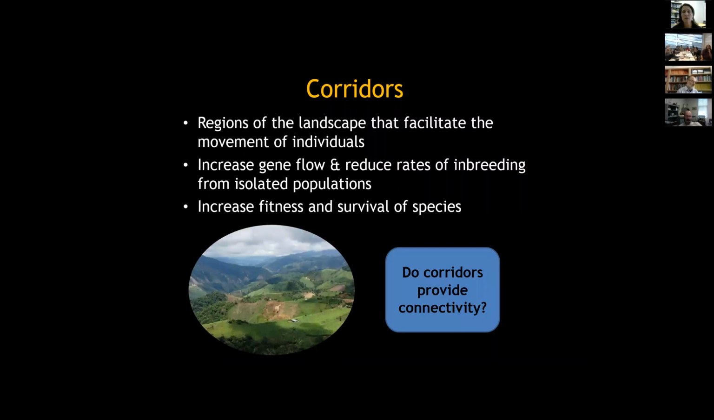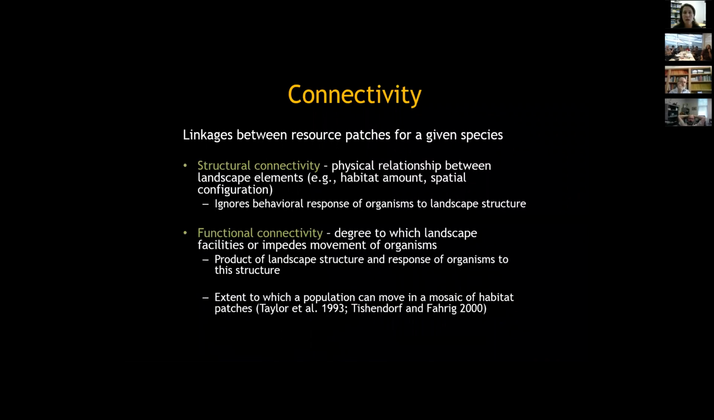I mentioned this is part of a corridor design or a landscape management plan. For folks who aren't familiar with the purpose of corridors, it's a region of the landscape that helps to facilitate movement of individuals. The idea is to increase gene flow and reduce rates of inbreeding from isolated populations. And ultimately, the long-term goal is to increase fitness and survival of the species. There's a lot of debate in the literature, however, asking the question, are corridors actually providing connectivity? Are corridors actually effective in terms of maintaining populations of species?